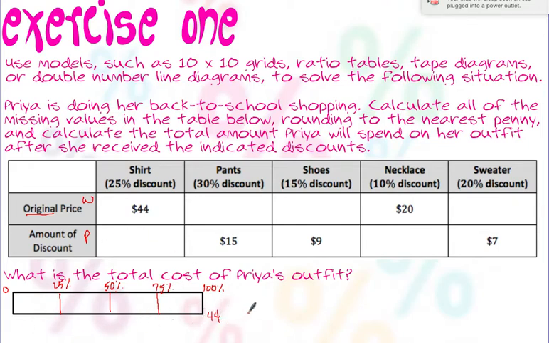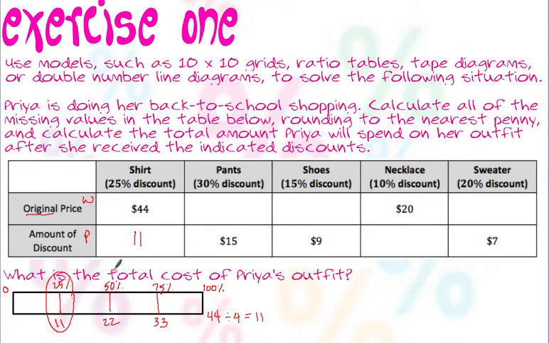So 44 divided by 4 I know is 11. So each box is worth 11. 11, 22, 33, and then of course 100% should be $44. So if it's at a 25% discount, that means that the shirt is $11 off. Now that doesn't mean that it's $11 total, it means that it's $11 off.